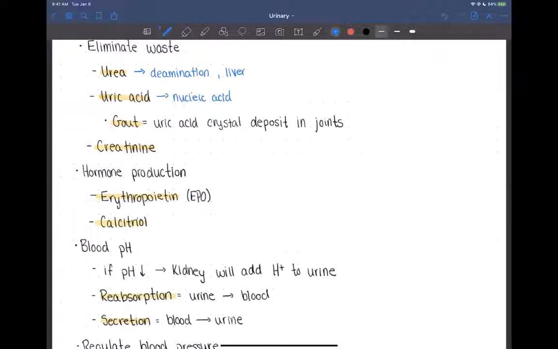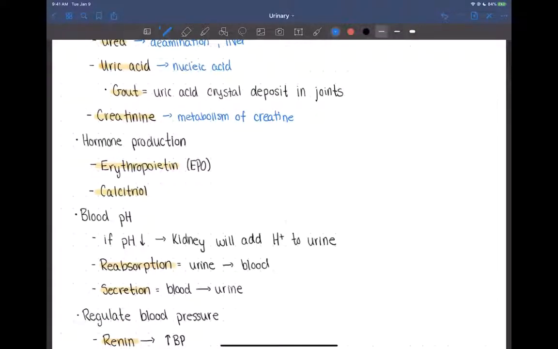is creatinine. Creatinine just results from the metabolism, or breakdown, of creatine. You may remember creatine from skeletal muscle. That's one of the sources of quick energy in skeletal muscle. And so when that's metabolized, you get creatinine, and that's disposed of by the kidneys.